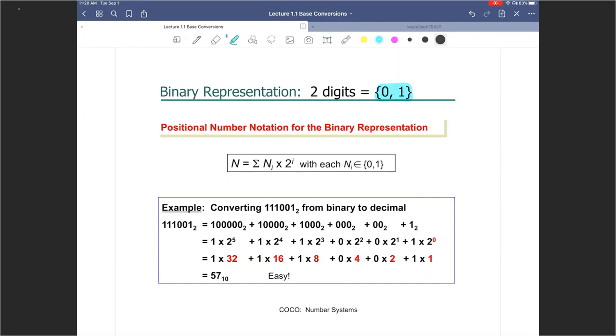Or it might have, so if you have a decimal point in the decimal number system, what do you think you will have in binary? Feel free to interact on the chat box. If there is a decimal point in the decimal number system, what do you think we will have in the binary number system? Binary point, absolutely.